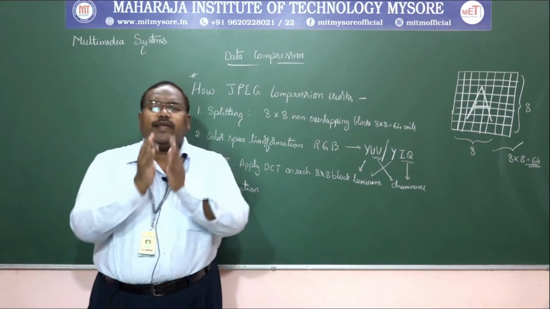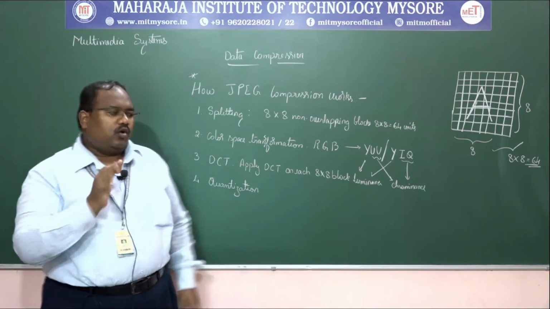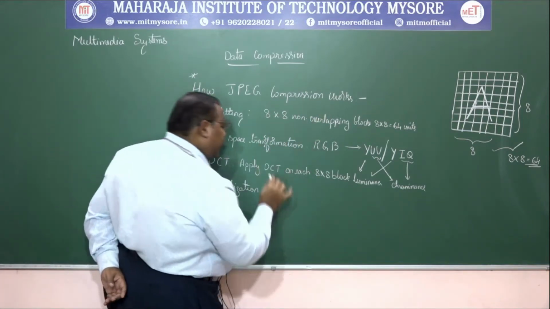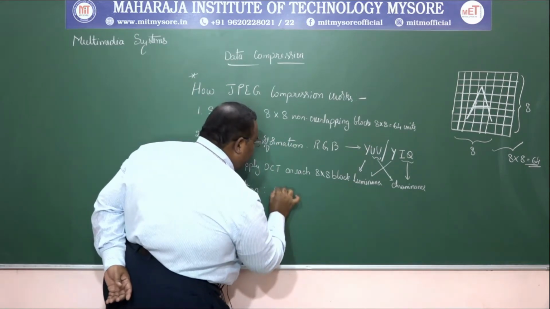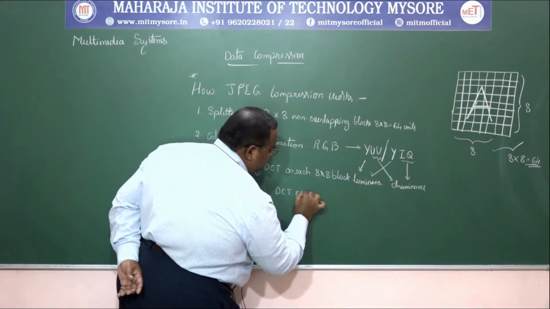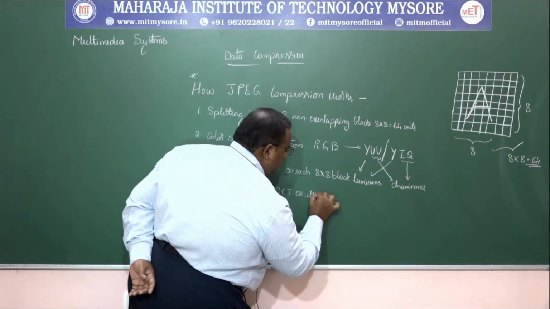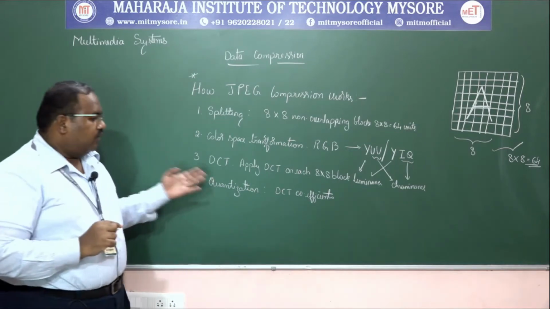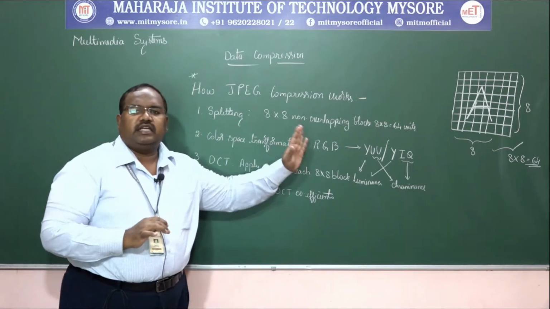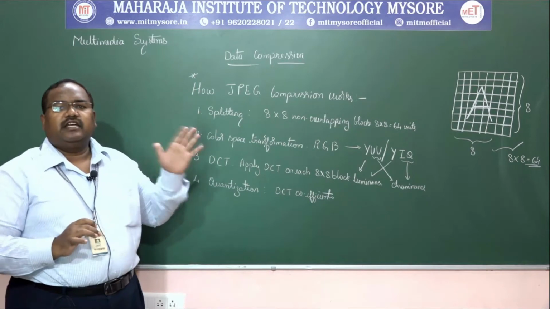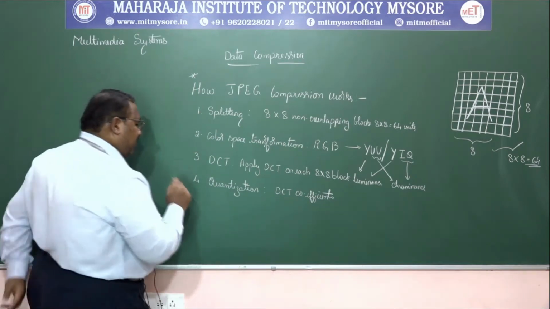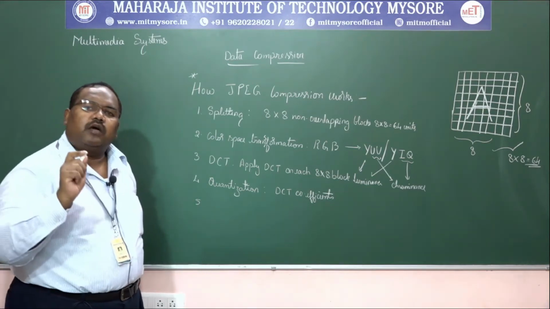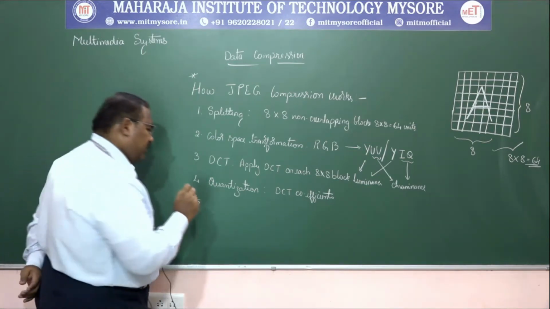Quantization: here we quantize the DCT coefficients, because we applied the DCT, and what we get are the DCT coefficients. Now in stage 4 we quantize the DCT coefficients. Next is the fifth stage. The fifth stage is a very interesting one. Why it is interesting is, here we do an activity called serialization.